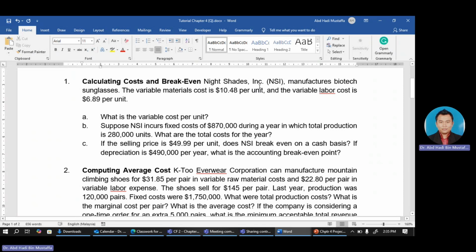Okay, get ready. NSI manufactures biotech sunglasses. The variable material cost is $10.48 per unit, and variable labor cost is 6.89. This is the same case whereby they identified two variable costs. One is $10.48 and the other is 6.89. Therefore, you need to add up these two. So for question A, just add up these two, so you get the answer of.